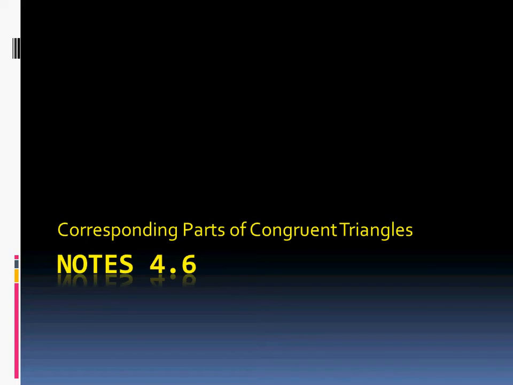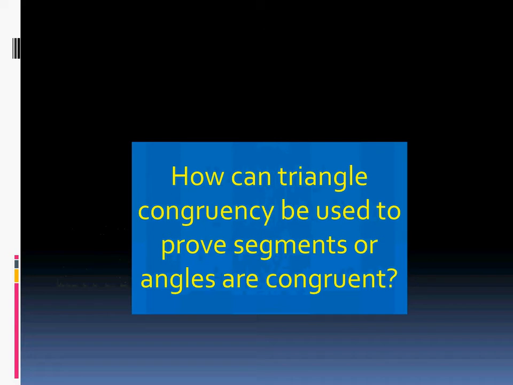triangles. So our question for the day is, how can triangle congruency be used to prove segments or angles are congruent? Now, when we want to prove that a segment is congruent, oftentimes it's easier to find a triangle that contains that segment and another triangle that contains the other segment, and to prove those triangles are congruent. Then after we prove they're congruent, we say, because everything is congruent in these triangles, these corresponding sides are also congruent. Well, that's what we're going to learn about today.